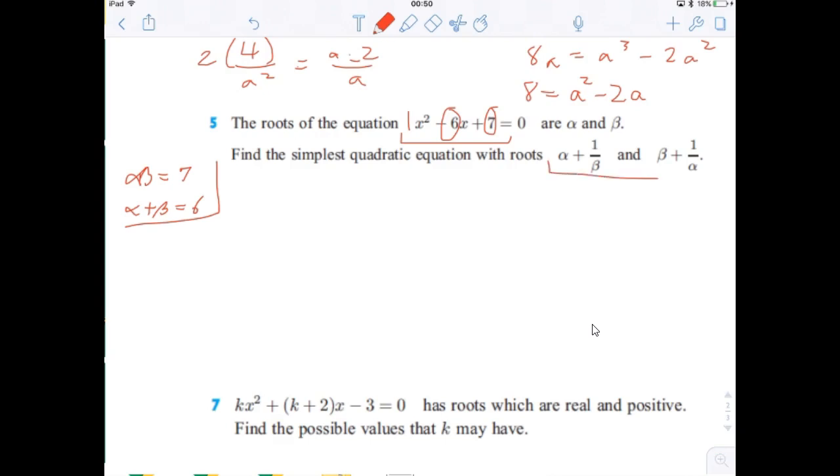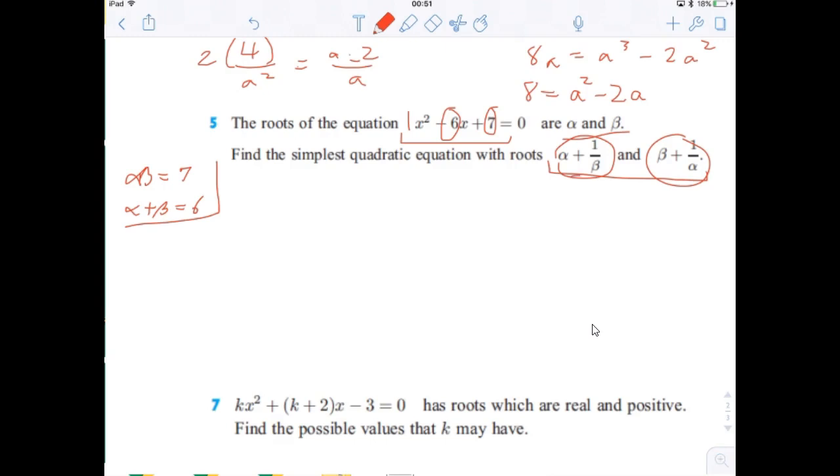Next thing we're going to do is we're going to look at this, and you have alpha plus 1 over beta and beta plus 1 over alpha. They say that those are the roots of another quadratic equation, which you don't even know what the a, b, and c are yet, which is really confusing because alpha and beta are the roots of this first equation. But actually, if you rearrange alpha and beta, you can make roots for another equation, okay? So we don't know what that equation is yet, but let's figure out what it would be, okay?